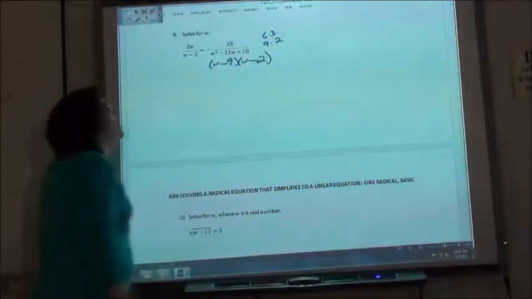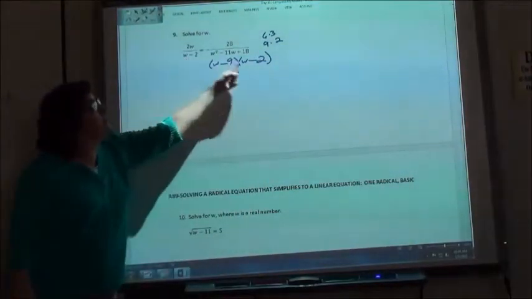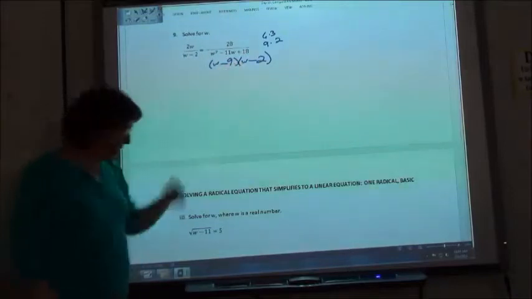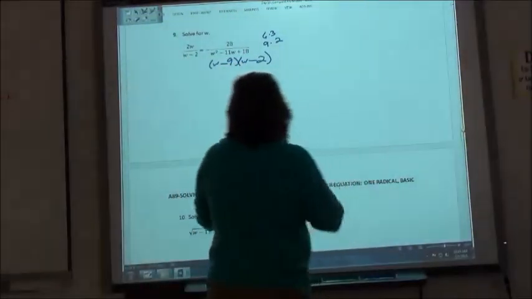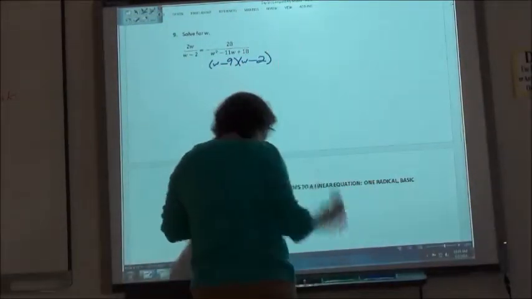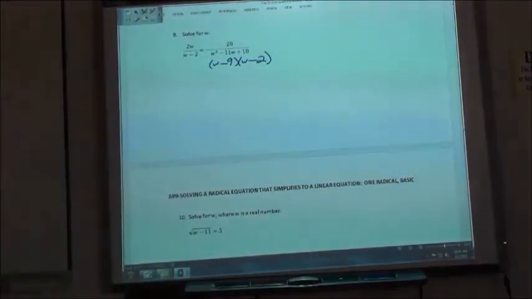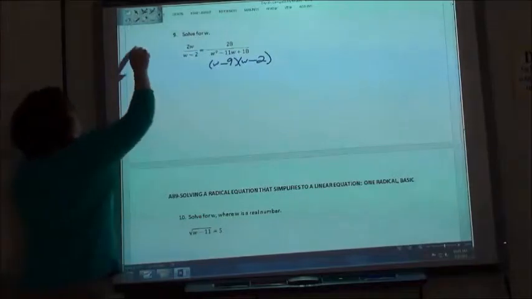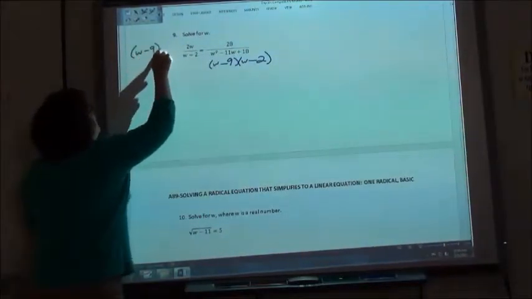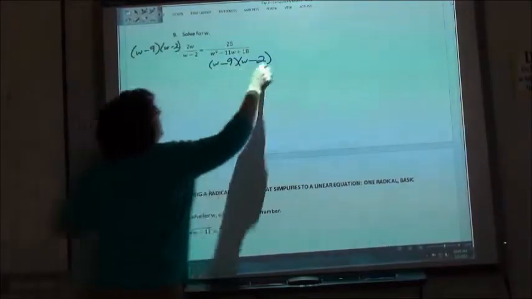Yep. So notice, they have this in common, right? That should happen. They have one of them in common with that other fraction over there. So now we know what our common denominator should be. W minus 9 and W minus 2.